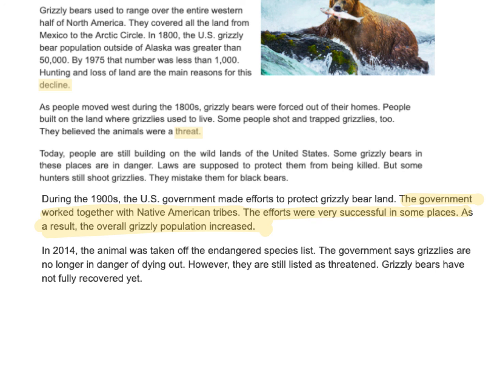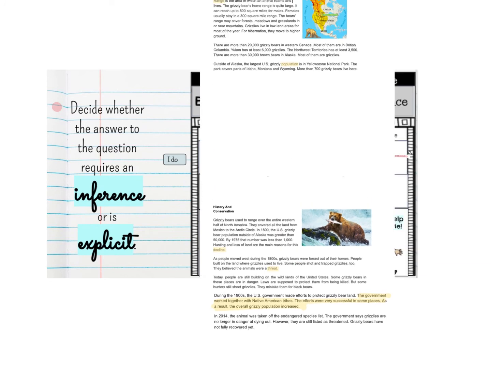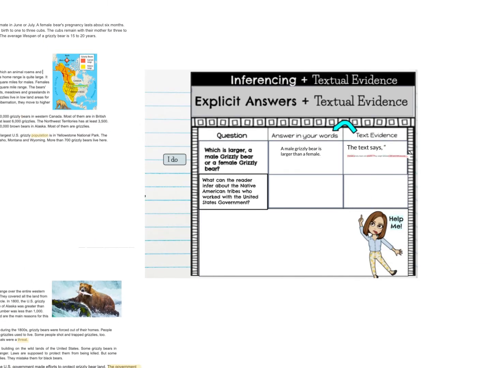So I have to make an inference about who these people are, what kind of people they are. So since the text says they worked with them, this tells me something about their character. I can infer something about them. I'm going to answer in my words on my graphic organizer. And I'm going to use a sentence starter to help me infer. I infer the Native Americans were a respectful group of people in this situation. I'm going to say were respectful.